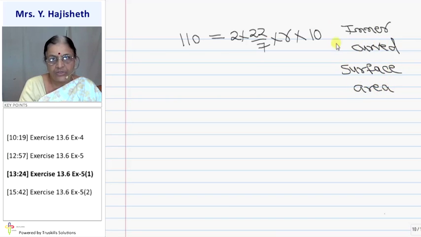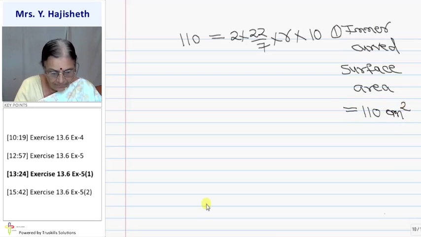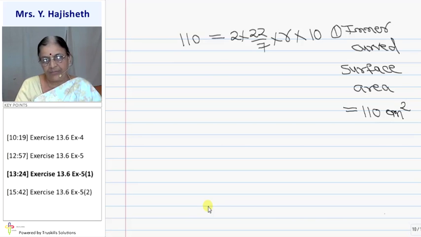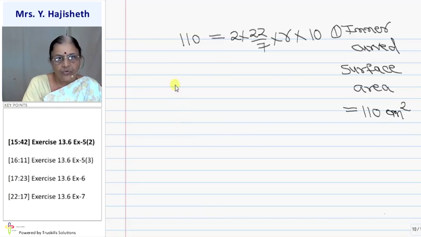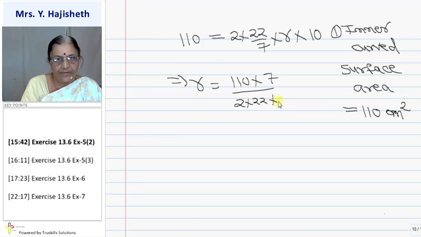Is total cost upon cost per meter square. So it is coming 110 meter square. Clear? 2200 by 20. So it is 110 meter square. So my r will be 110 into 7 upon 2 into 22 into 10.